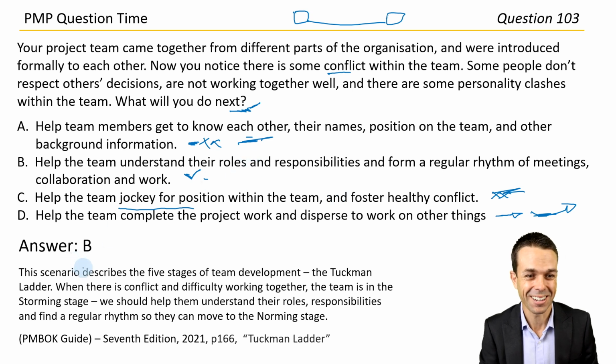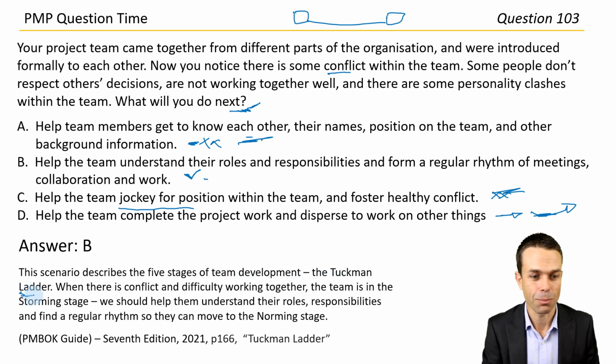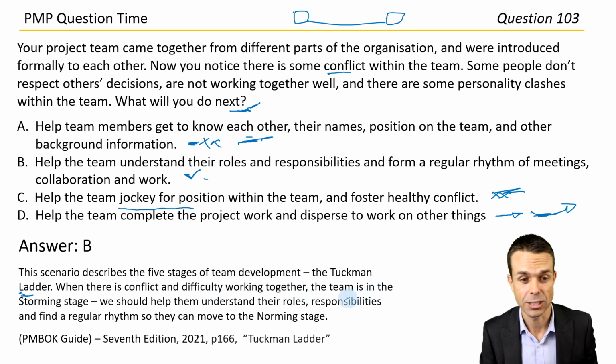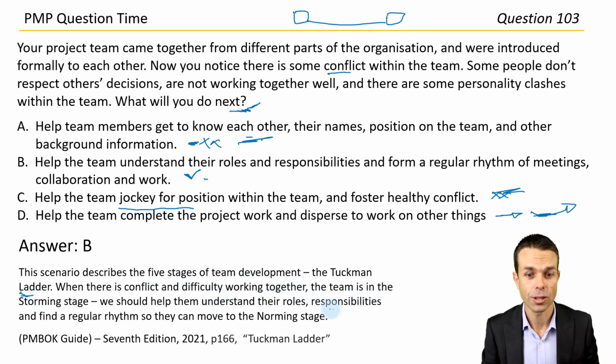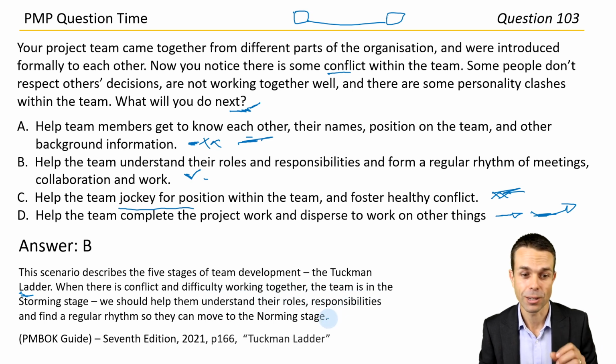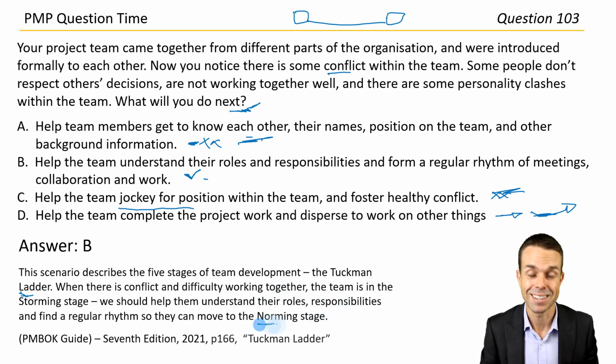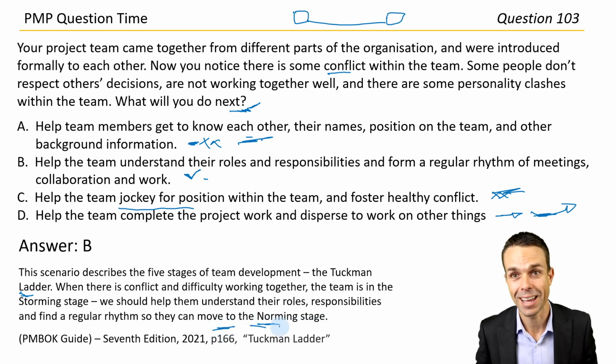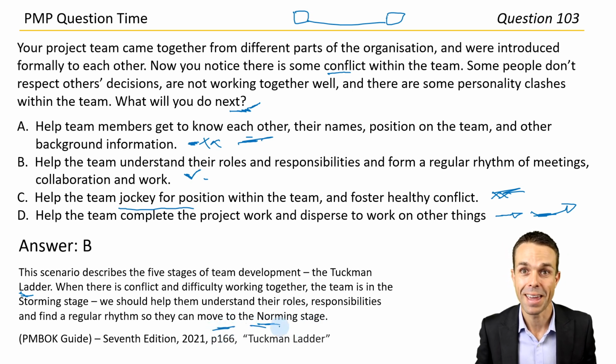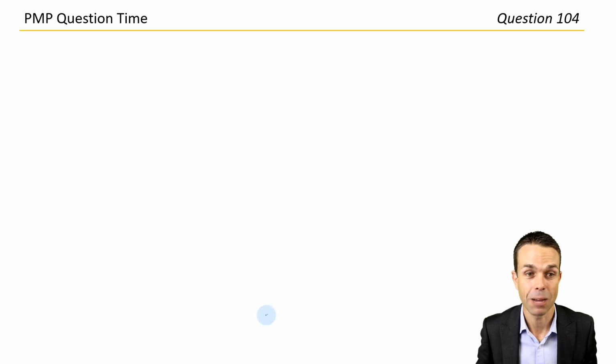All right. This scenario describes the 5 stages of team development. It was the Tuckman ladder. Oh, I didn't quite match it up, but it wasn't too bad. When there is conflict and difficulty working together, the team is in the storming stage. We should help them understand their roles, responsibilities, and find a regular rhythm so they can move to the norming stage. That does make sense. Page 166 under Tuckman Ladder in the PMBOK Guide 7th edition. Excellent, excellent work. All right, and we are really getting through these questions. You are doing a great job.